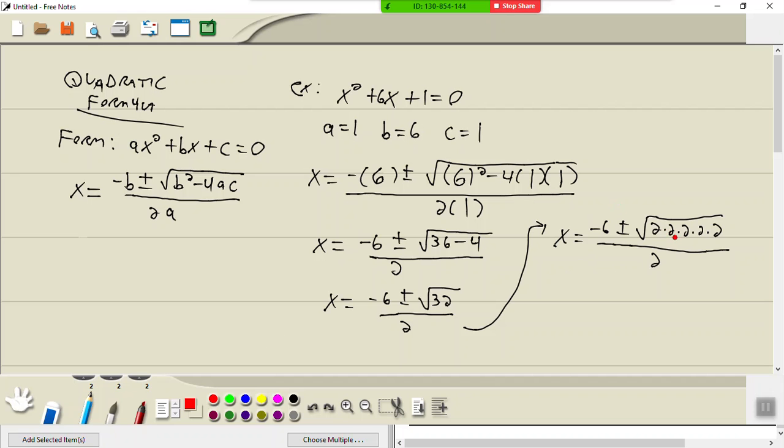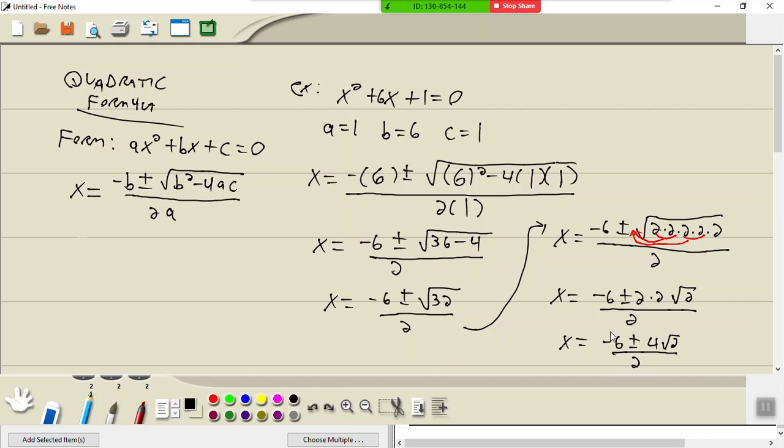Remember, we're looking for a pair of somethings. Here's a pair of 2's, so that's going to come out in front as a single 2. Here's another pair of 2's. That's going to come out in front as a single 2. So we get x is equal to negative 6 plus or minus 2 times 2, square root of 2. We're left with a single 2 inside. When you bring those items out in front of the radical, remember they have multiplication in between them. So we get x equals negative 6 plus or minus 4 square root of 2 over 2.